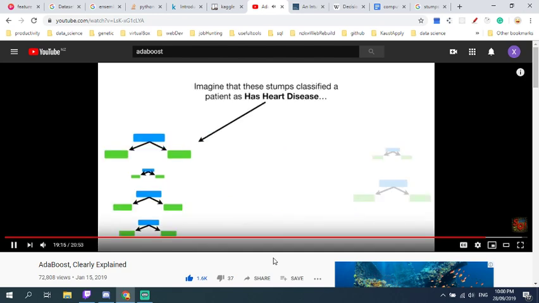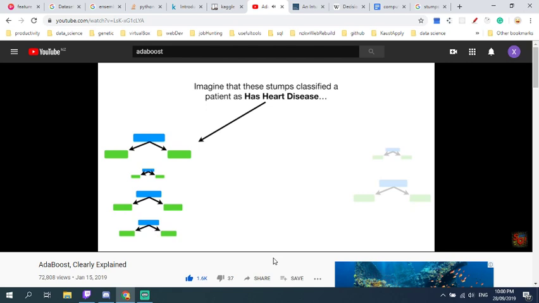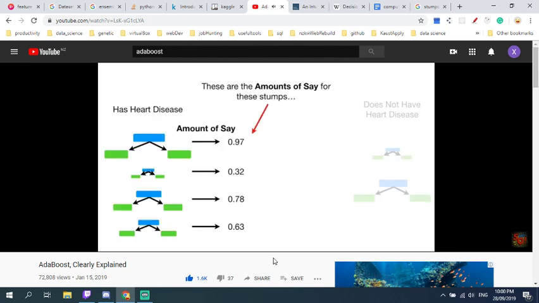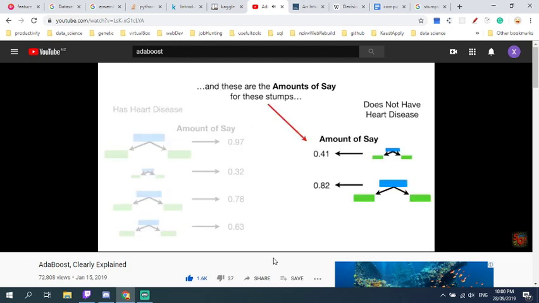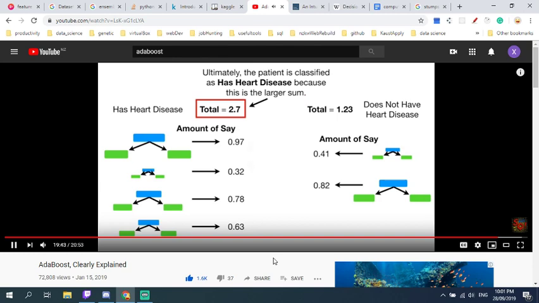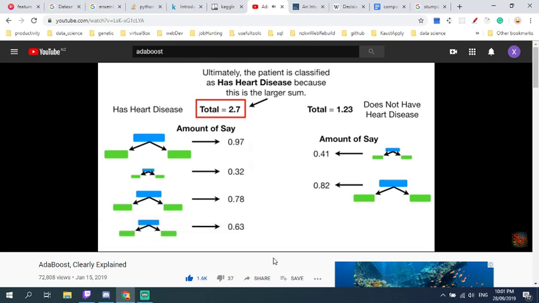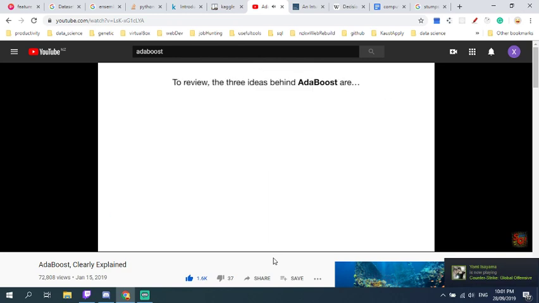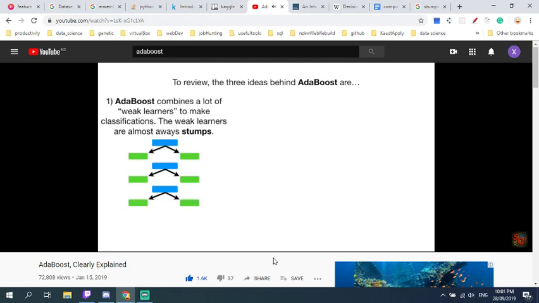Imagine that these stumps classified a patient as has heart disease, and these stumps classified the patient as does not have heart disease. These are the amounts of say for these stumps, and these are the amounts of say for these stumps. Now we add up the amounts of say for each group of stumps. The patient is classified as has heart disease because this is the larger sum. Triple bam!